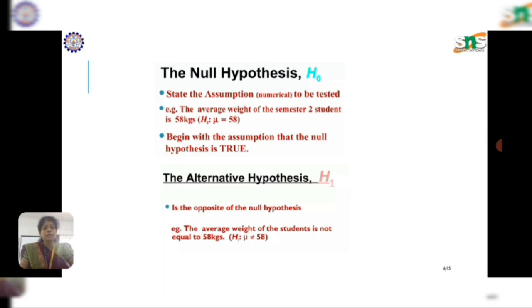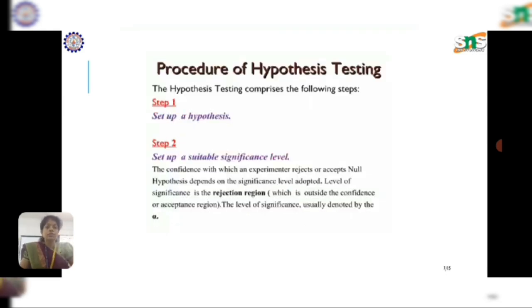The alternative hypothesis is the opposite of the null hypothesis. Usually this is denoted by H1. In the example, the average weight of the students is not equal to 58 kg. Already we have taken mu equal to 58. Here we are taking the opposite of the null hypothesis. That's why we are taking mu not equal to 58.